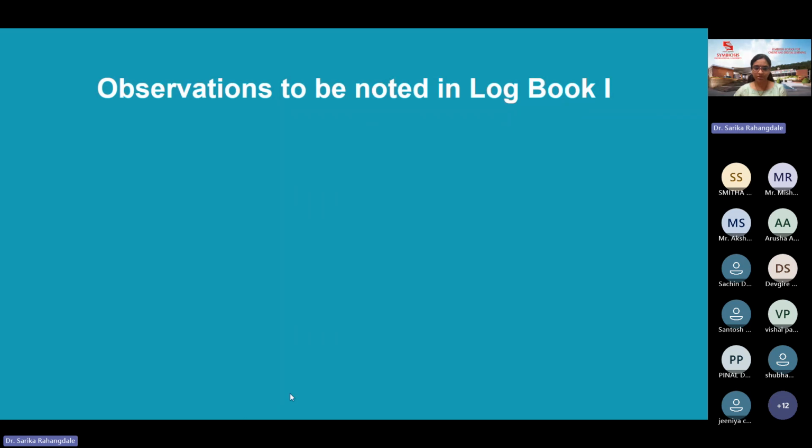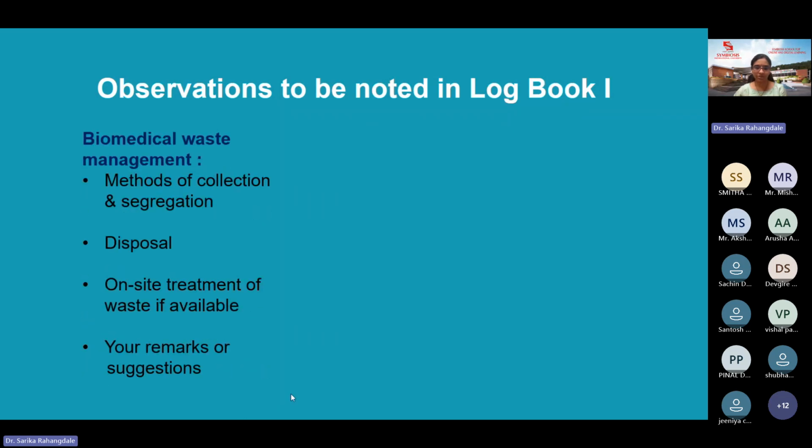So next is biomedical waste. Is the Biomedical Waste Management Rules 2016 being practiced in your hospital or not? Whether the staff are frequently trained about the segregation of waste at the time of generation only, and whether they are being frequently trained or monitored by their supervisor or not, right?